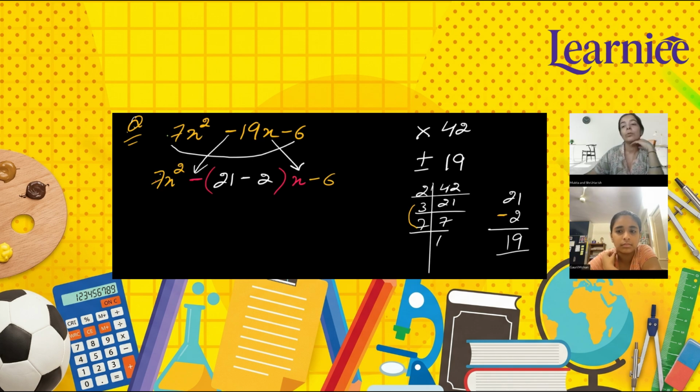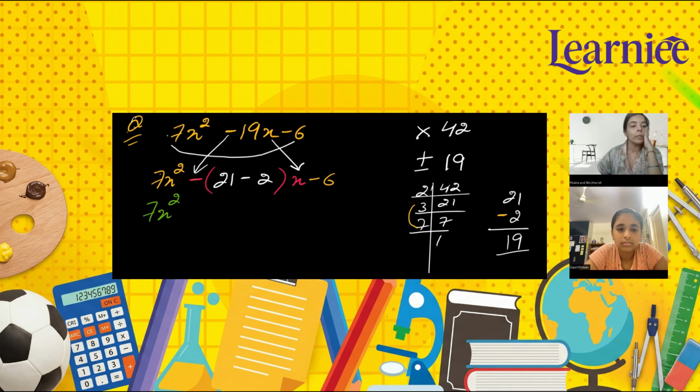Once you did the LCM of 42, you got 21 and 2. Now you have to think whether I should subtract 2 from 21 or add 21 and 2 to get 19. It is obvious that if you subtract 2 from 21, you will get 19. And whatever sign is there in the middle term, you always have to keep that sign outside so that there is no confusion. Now, once you open the bracket, your factors would be justified.